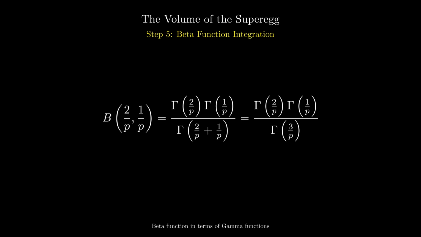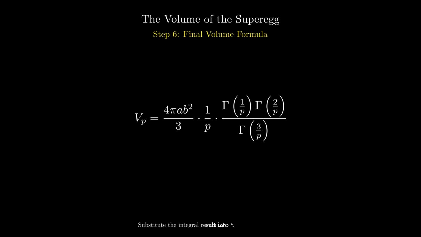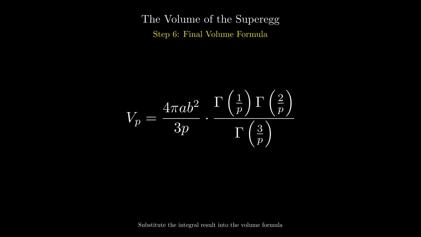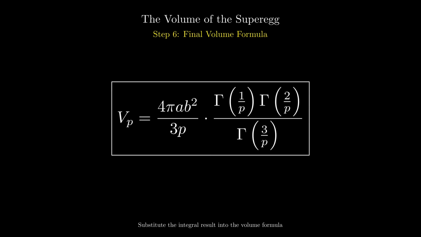We can also write it, of course, in terms of the gamma function because of the identity that we showed earlier. So the full volume is just taking that result and multiplying it with what we have before. Making it look a little bit more pretty, we have a final expression for the super egg's volume. And now, let's go ahead and calculate a specific example.